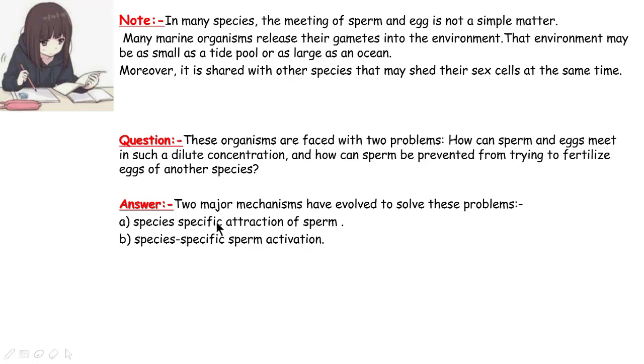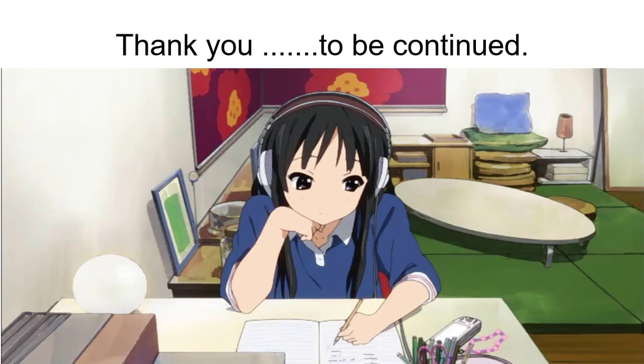First is the species-specific attraction of sperm. What do you mean by species-specific? It means, for example, Homo sapiens, like humans. The sperm of the human male can fertilize the egg of the human female, Homo sapiens. It does not mean that the sperm of a human fertilizes the egg of a frog. And the species-specific, like we are Homo sapiens sapiens, right? Species-specific sperm activation. Okay. Thank you.